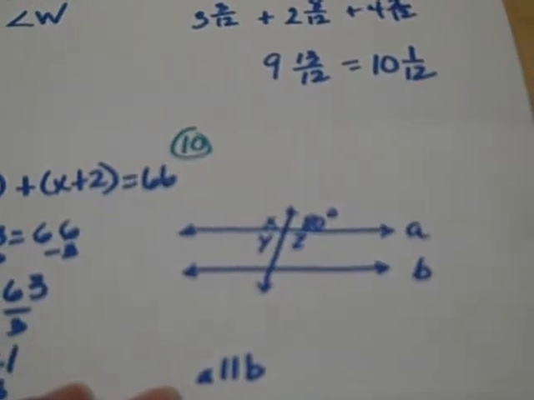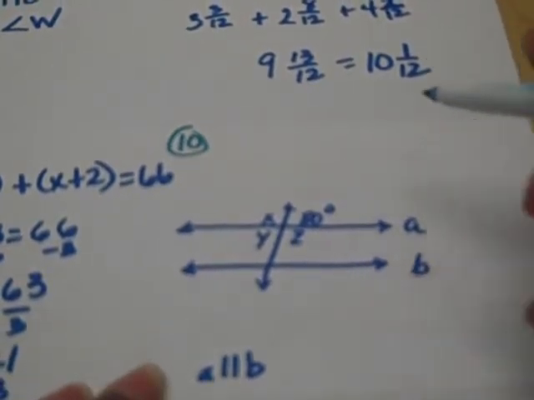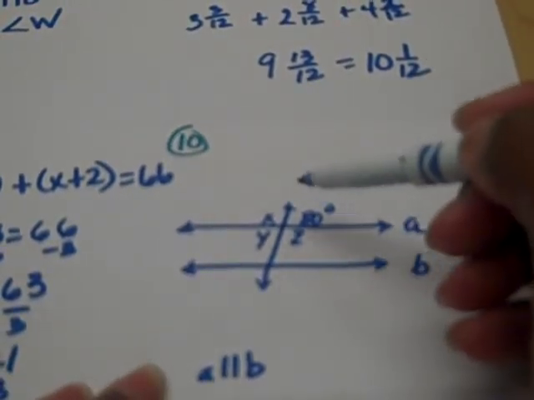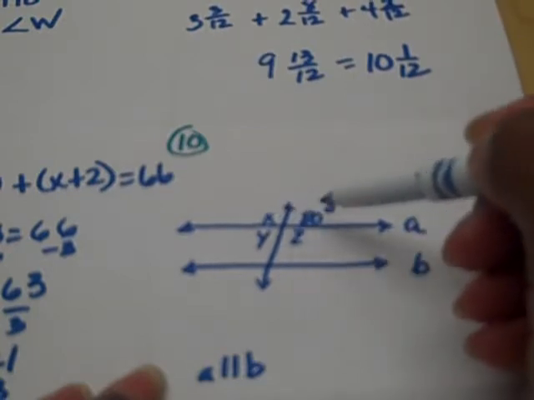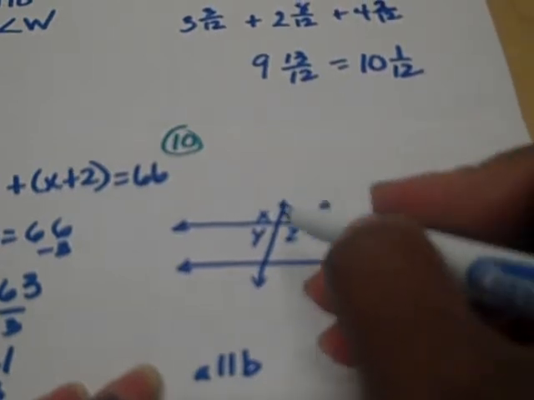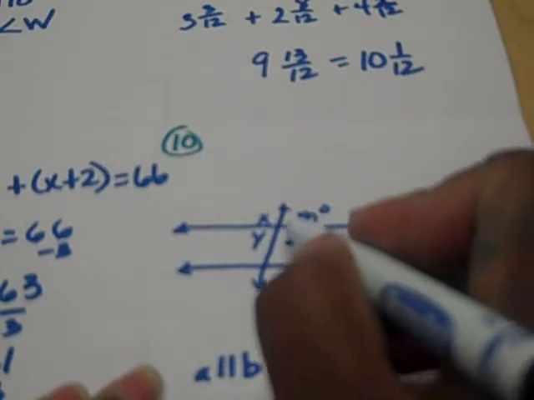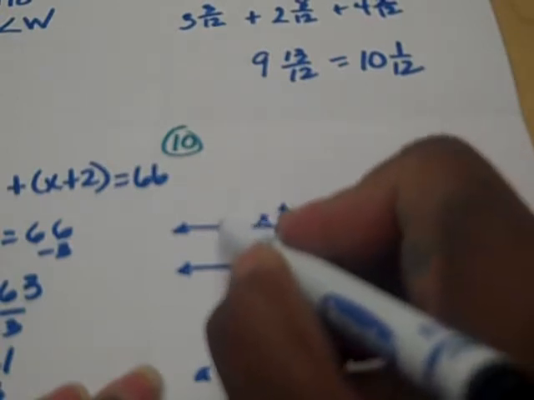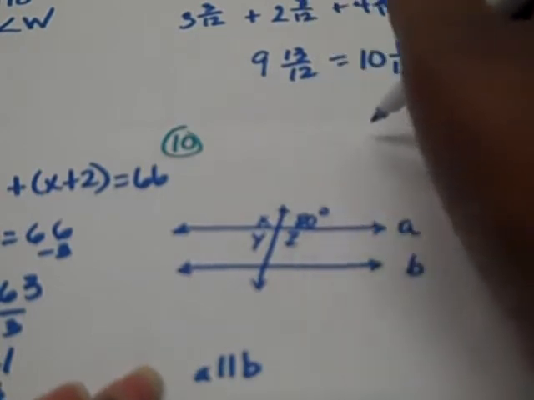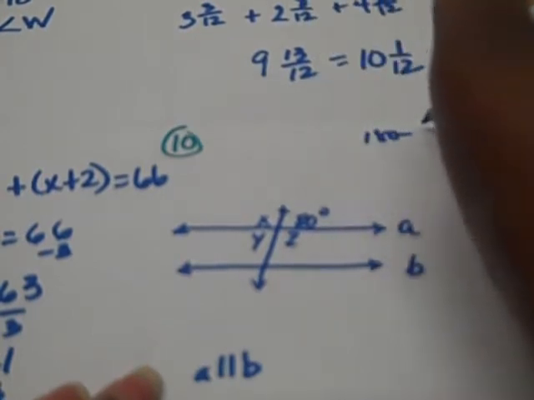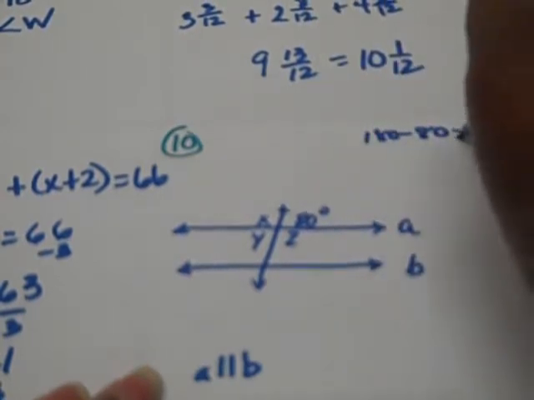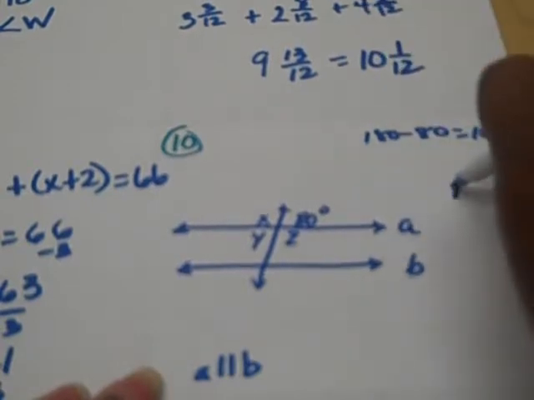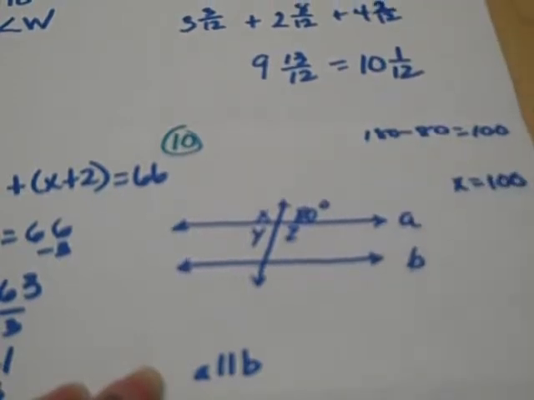Okay, so if you apply the relationship of supplementary angles, angles that when added together equal 180, and we know a straight line forms 180 degrees. So if this angle is 80, and the total is actually 180, to determine x, 180 minus 80 equals 100. x equals 100.